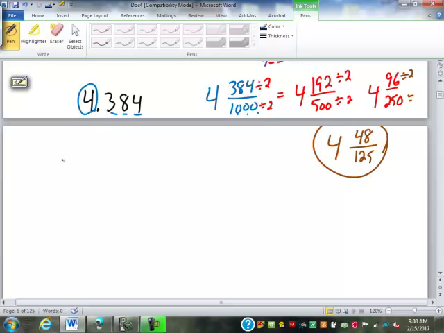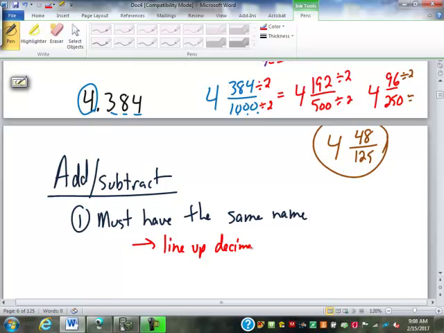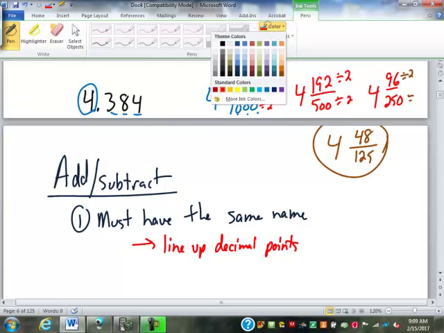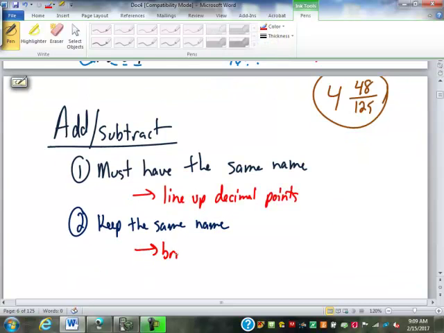When we add or subtract numbers, rule number 1 is we must have the same name. In decimals, that means line up the decimal points. Because remember, we can only even combine digits that have the same place value. So by lining up those decimal points, we make sure we're combining things with the same name. Second, we keep the same name. And in our decimals, that equates to bring the decimal straight down.